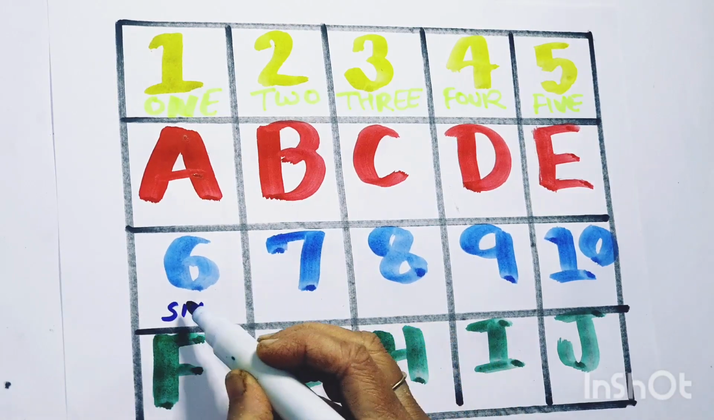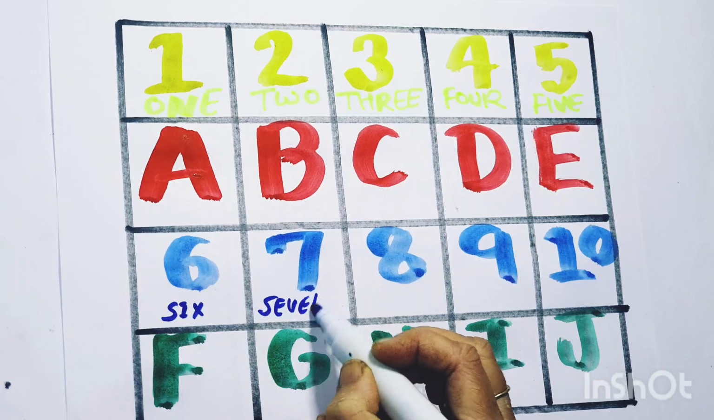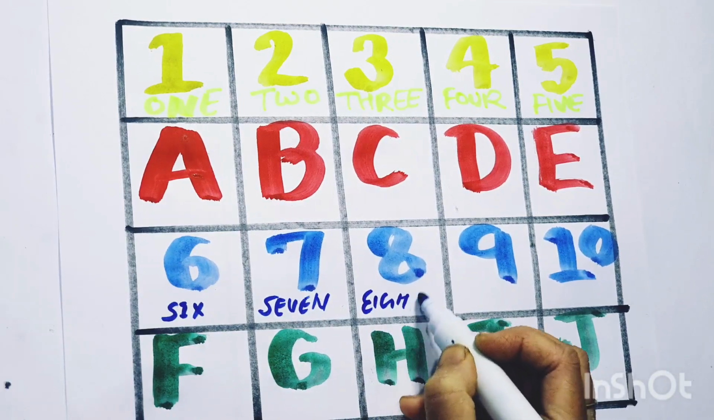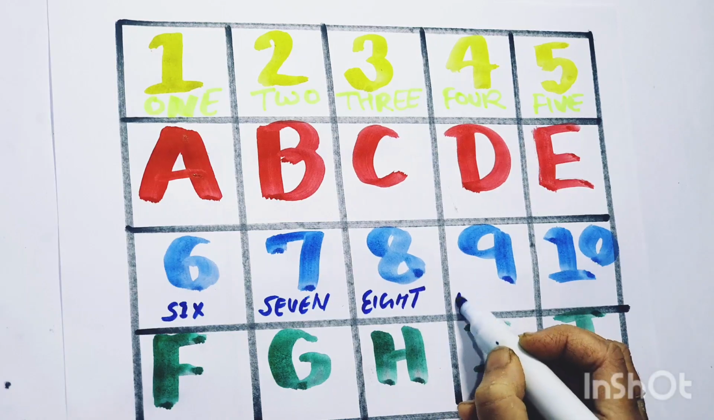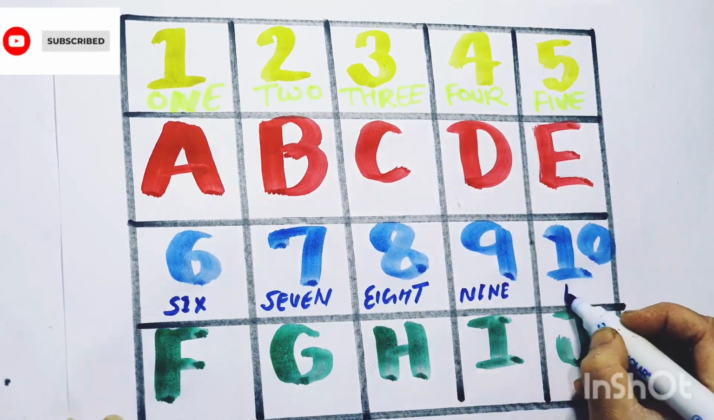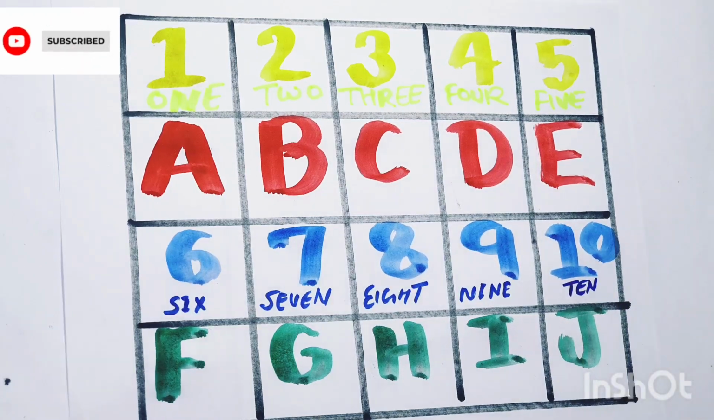S-I-X, 6. S-E-V-E-N, 7. E-I-G-H-T, 8. N-I-N-E, 9. T-E-N, 10. So kids, what we learned today?